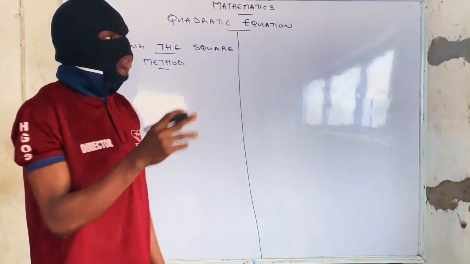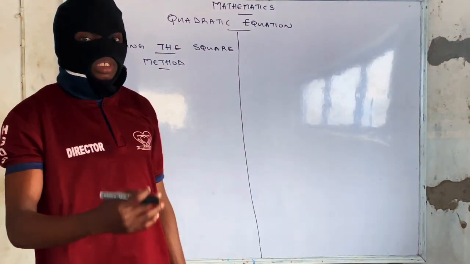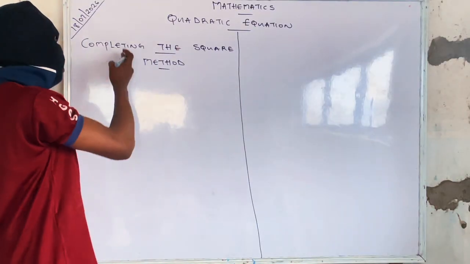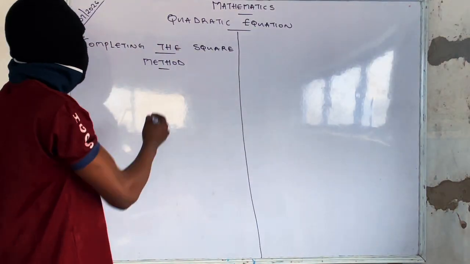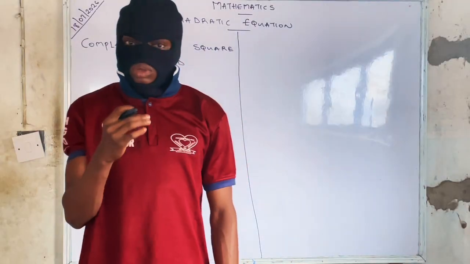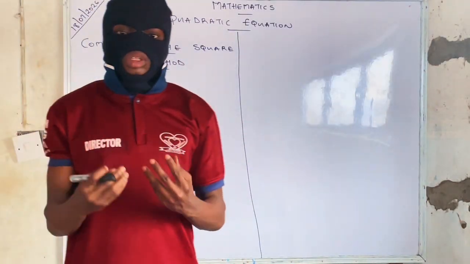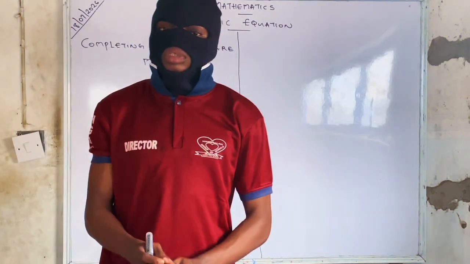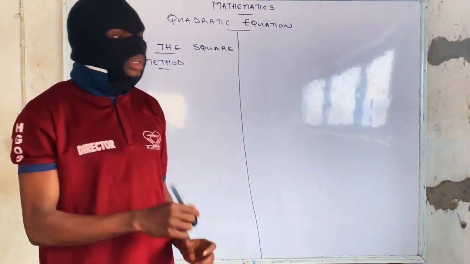In our last class, we treated quadratic equations using the factorization method. Now we want to treat quadratic equations using the completing the square method. This is the method we use to derive the quadratic formula, which can also be called the almighty formula. Now, how do we derive that?